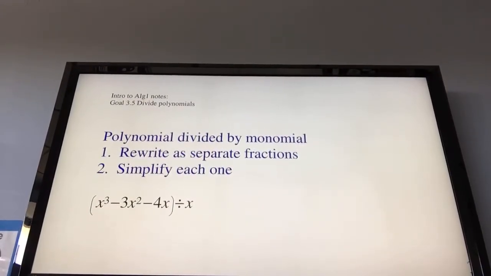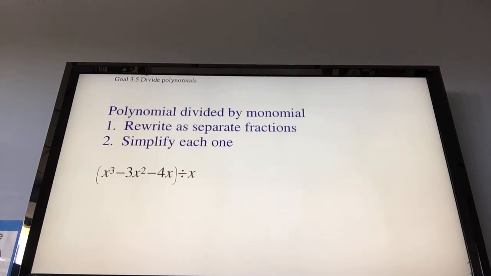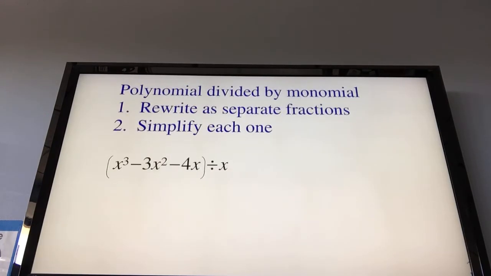In our last lesson, this is it. This is it, so that means our big test is coming up next week, okay? We are doing a polynomial divided by a monomial. So if you understood lesson 3.4 pretty well, then this is going to seem really simple for you, okay?